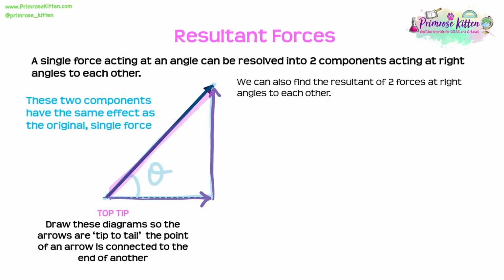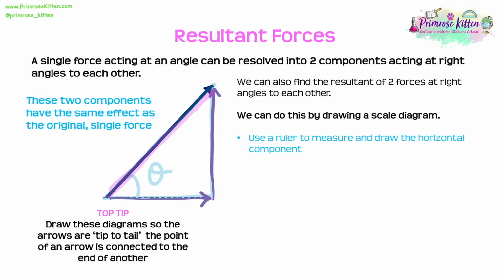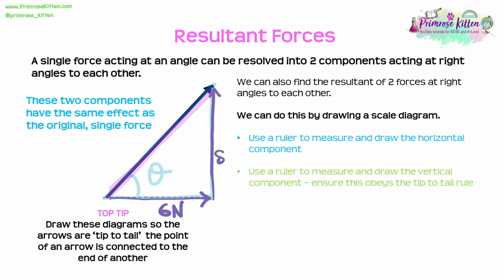Now, we can actually do this the other way around too. We can work out the resultant of two forces that are at right angle to each other. We can do this by drawing a scale diagram. So we can get a ruler, work out what scale we want to use, and draw the horizontal component. So say if we had something that was 6 newtons, we could draw something that's 6 centimetres long perhaps. Then if we had a vertical component that was 8 newtons long, we could do something that's 8 centimetres long in that vertical direction at the end of our 6 Newton force.